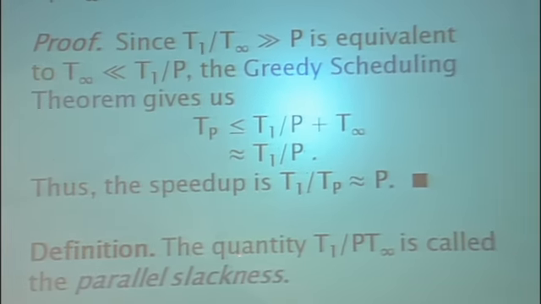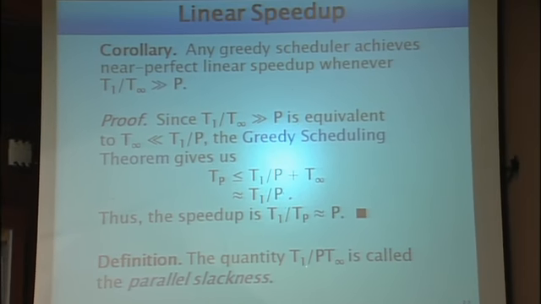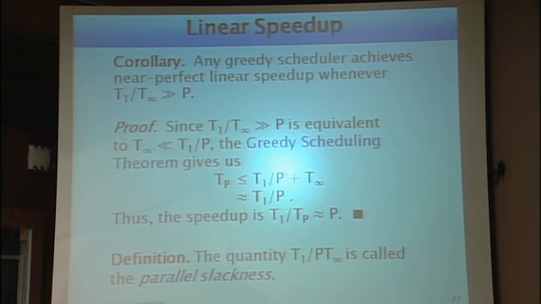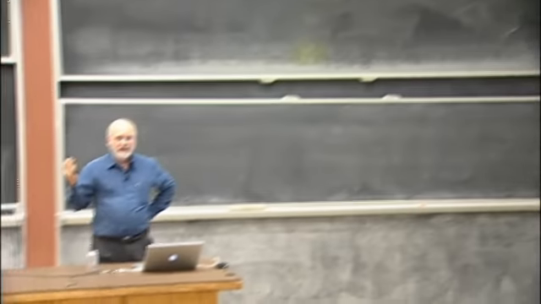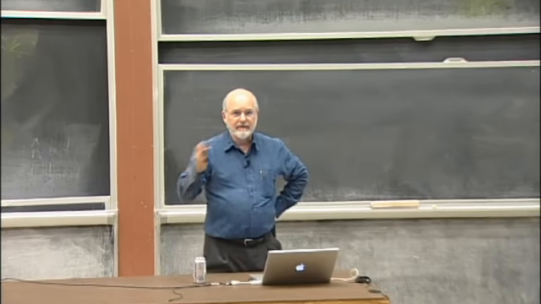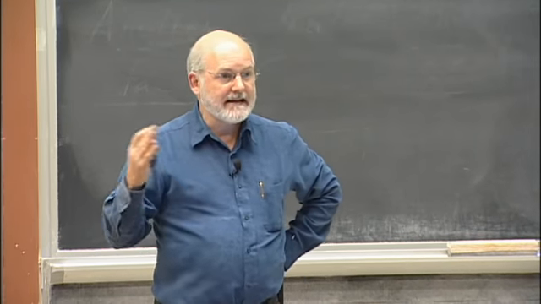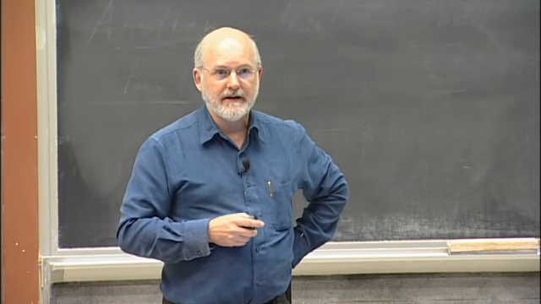Good. Okay, so the quantity T1 over P T infinity, what is that? That's just the parallelism divided by P. That's called the parallel slackness. So if the parallel slackness is 10, it means you have 10 times more parallelism than processors. So if you have high slackness, you can expect to get linear speedup. If you have low slackness, don't expect to get linear speedup.